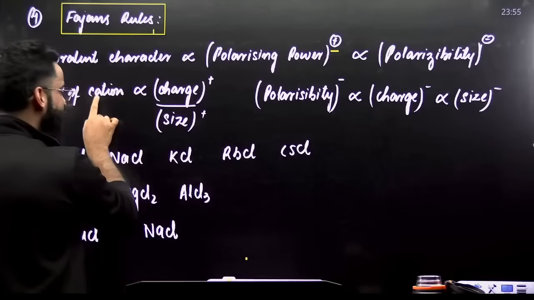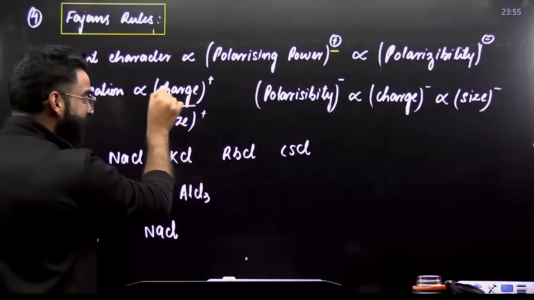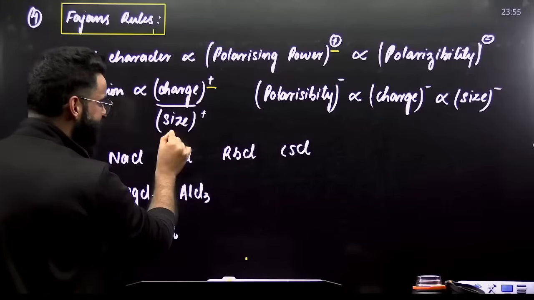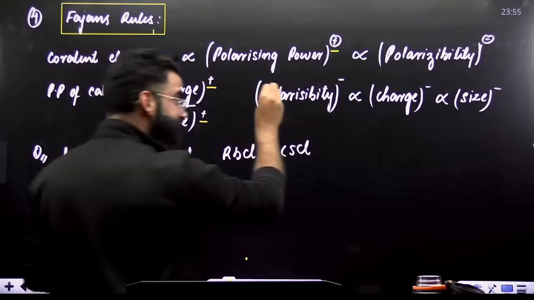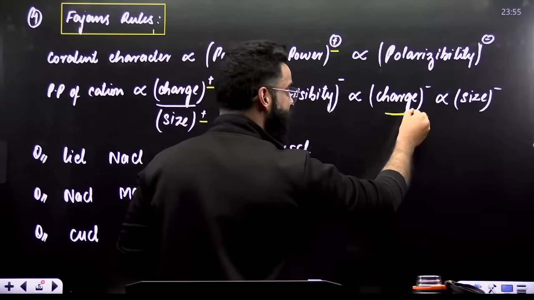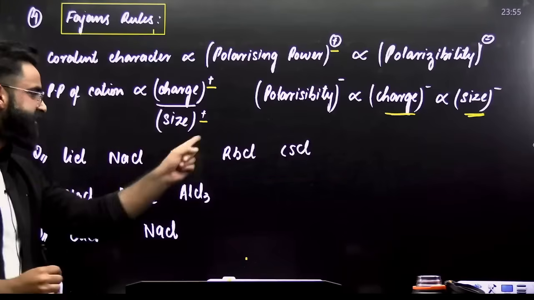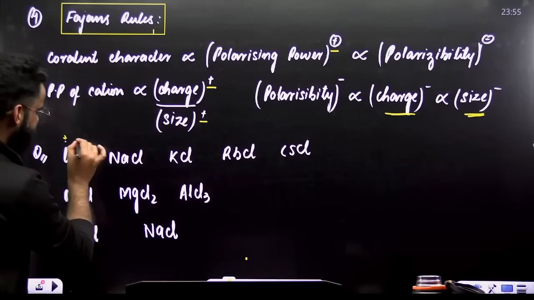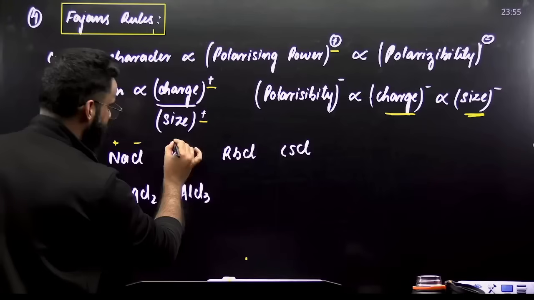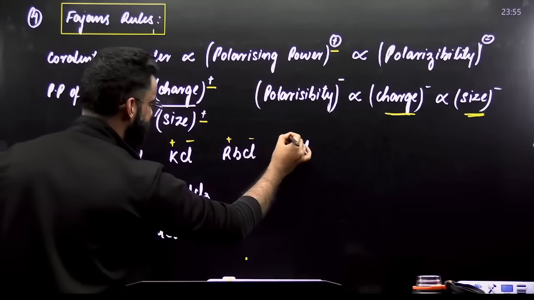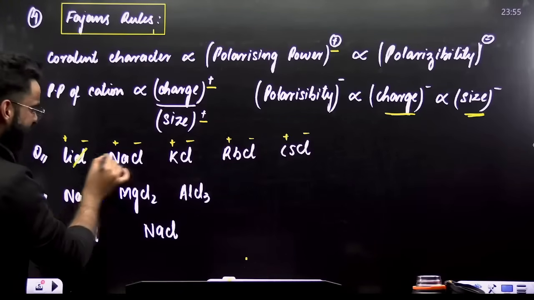Now, polarizing power of cation depends on 2 parameters. Directly proportional to charge on cation, inversely proportional to size of cation. Polarizability is directly proportional to charge on anion, directly proportional to size of anion. Remember these things. Now, for example, this is the question. First of all, this is Li positive, Cl negative, Na positive, Cl negative, K positive, Cl negative, Rb positive, Cl negative, Cesium positive, Cl negative. So, the anion everywhere is the same.